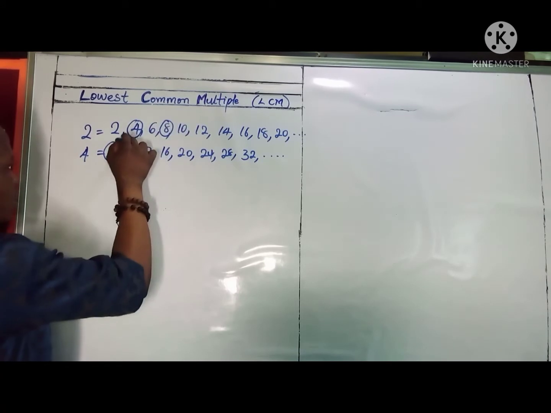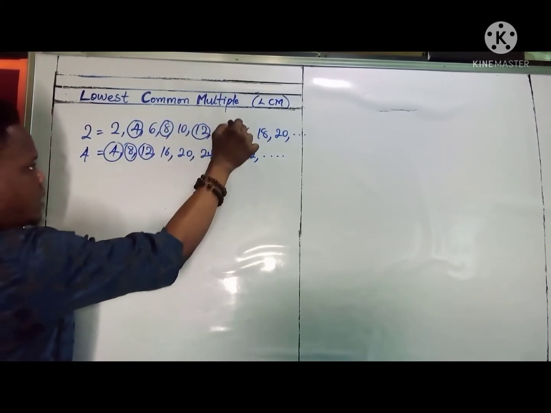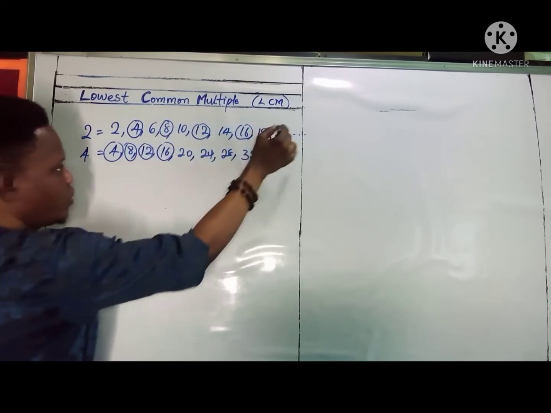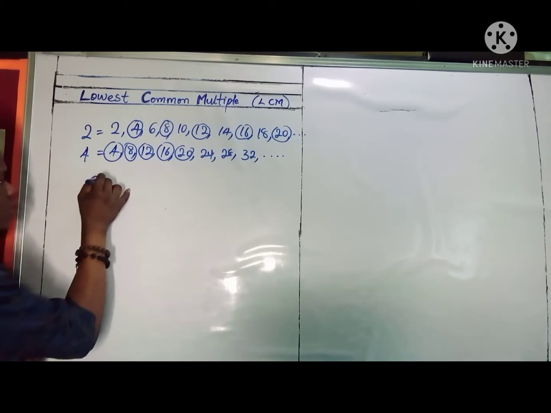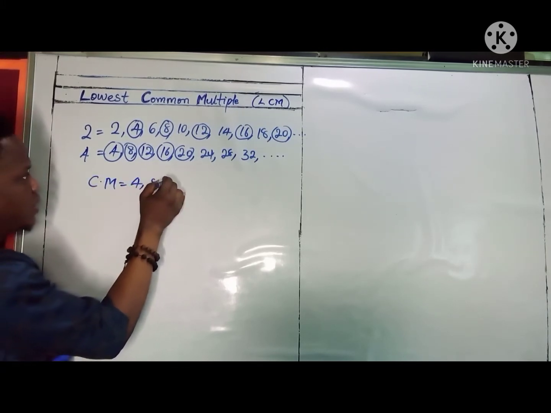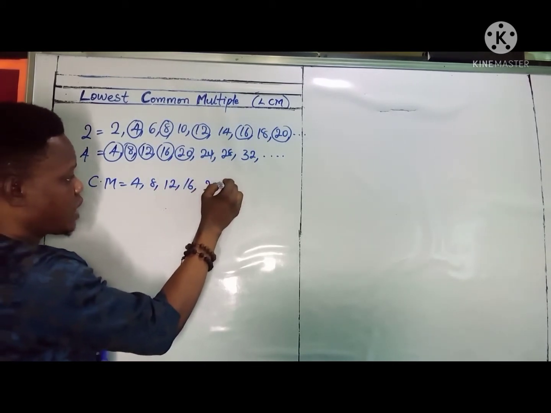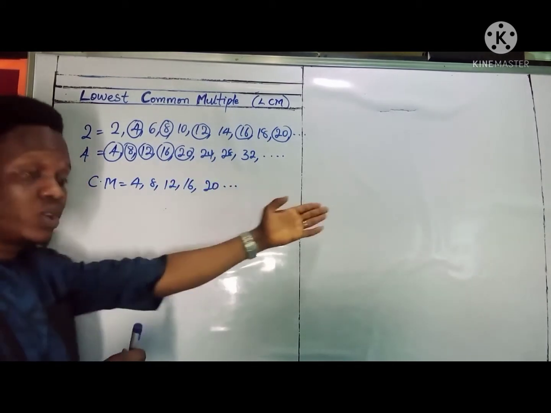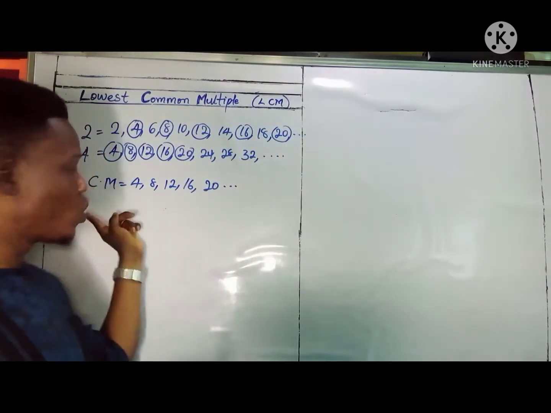8, 12, 16, we have 20. These are the common multiples: 4, 8, 12, 16, and 20. Why "and so on"? Because we can still get more. If we continue writing more multiples, we still get more common multiples.